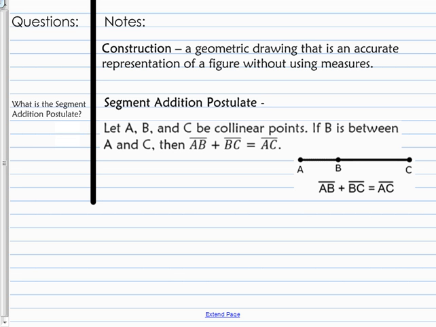So looking at this line segment, B is between A and C. So AB plus BC together make AC, and that should make a lot of sense to most of you. That seems pretty common sense. So that's the segment addition postulate.